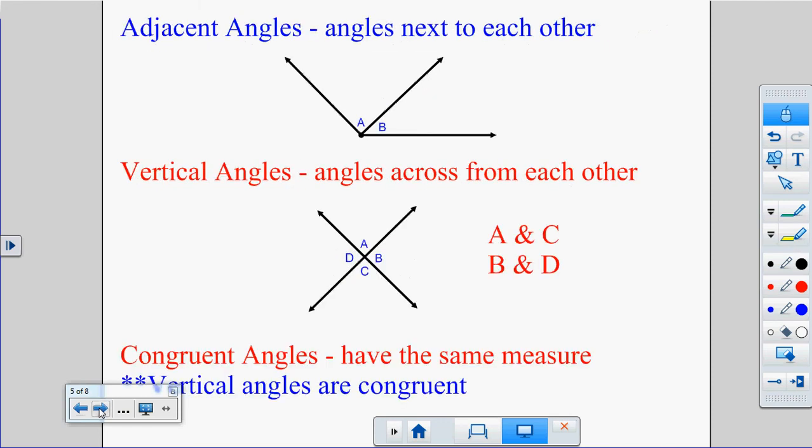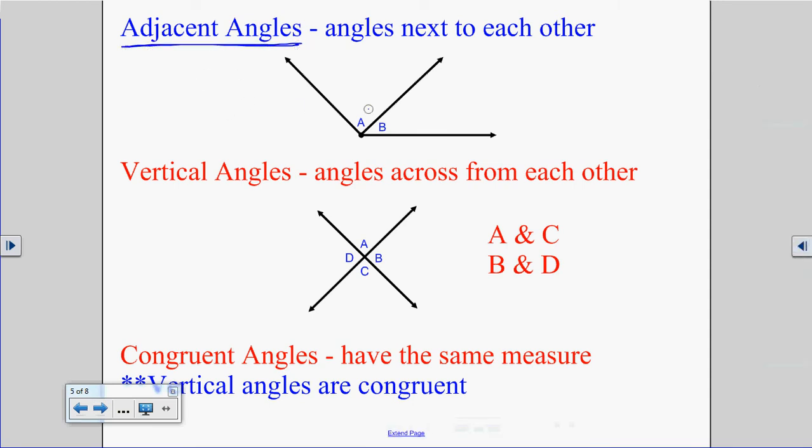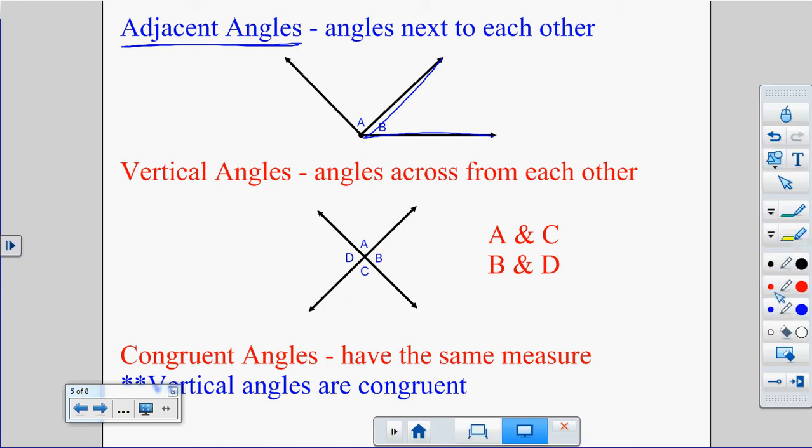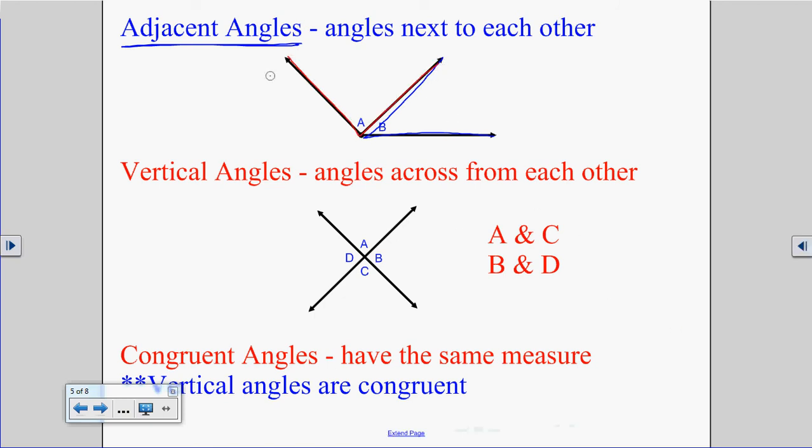Now, next, we have adjacent angles, vertical angles, and congruent angles. So, adjacent angles, if you think of the word adjacent, adjacent just means they're next to each other. So here's angle B, and it is attached to angle A. They're adjacent, angle A and angle B.